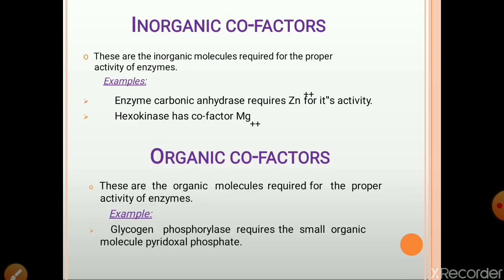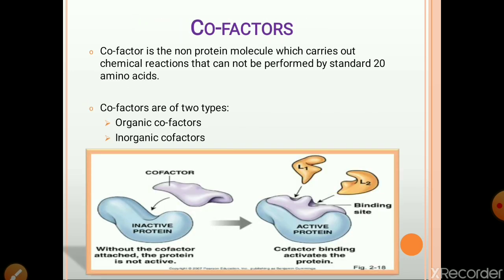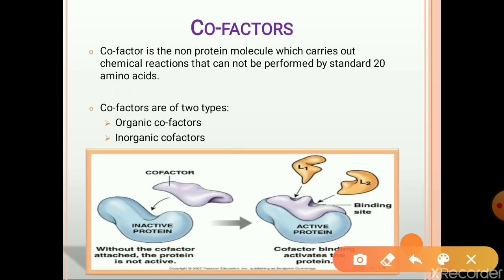The active site also binds to the cofactor, which means that without cofactor, the enzyme is non-active. We already studied that. So how many types of cofactor are there? Some cofactors are non-proteinous molecules which carry out chemical reactions that cannot be performed by the standard 20 amino acids. Always remember that cofactors are non-proteinous molecules.